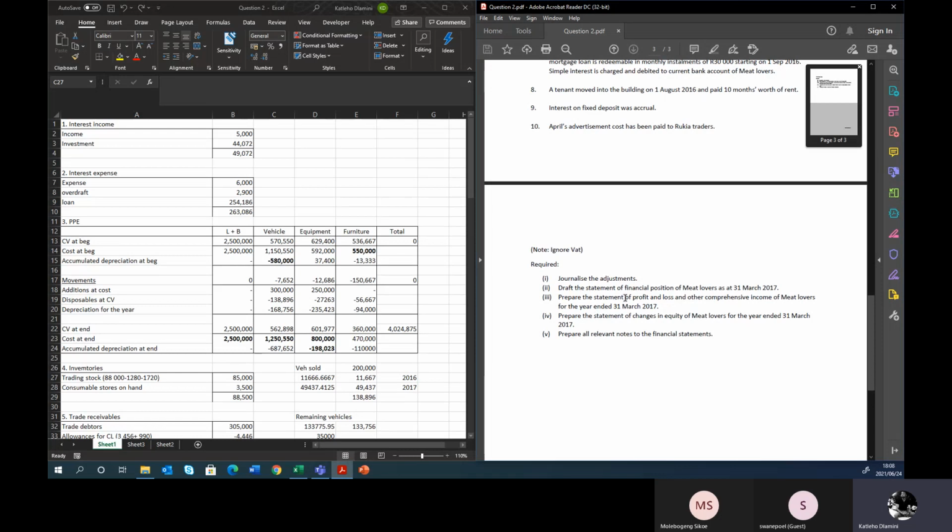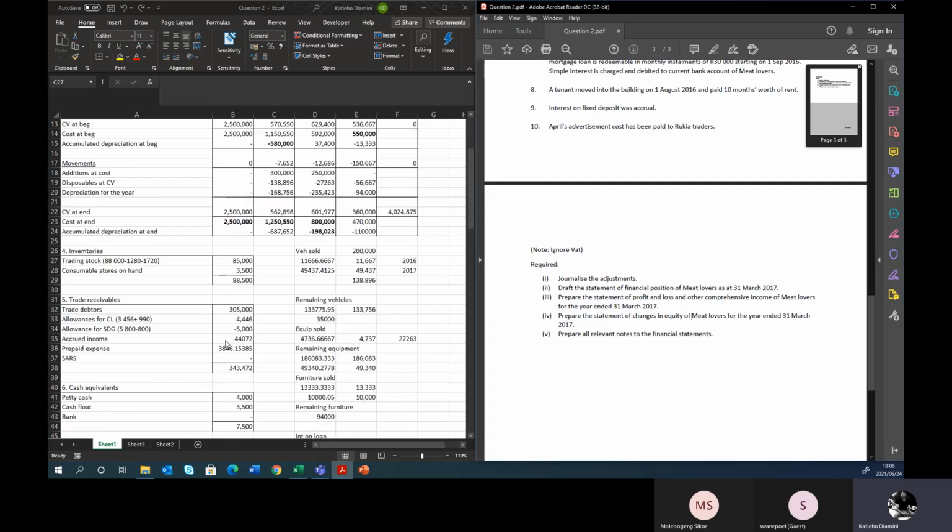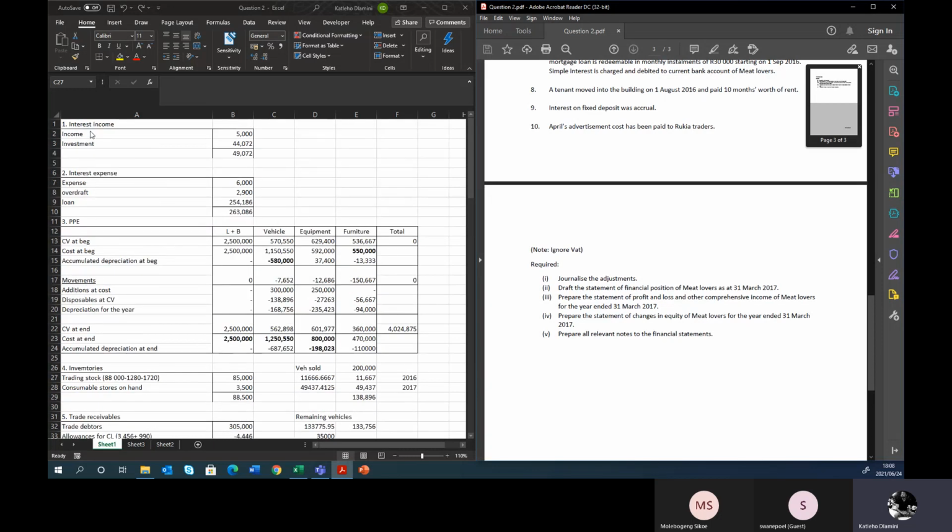Then we're going to do a statement of profit and loss and other comprehensive income, and a statement of changes in equity. This is the one that I told you yesterday, that usually now it's embedded in your statement of financial position, but it is a statement on its own. Then prepare all the relevant notes. Okay, so we're going to start with the notes, and this is what you're seeing here. You have a couple of them, and here they are.